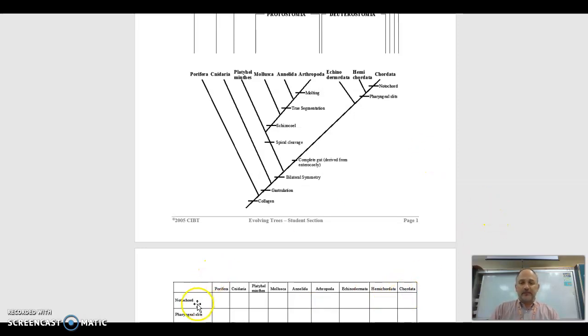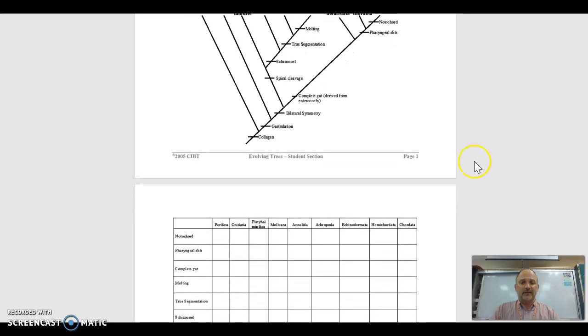So the first property in the table is notochord, and you'll notice that Chordata branches off of the tree after the notochord trait, meaning that Chordata have a notochord. So I put a little plus in here, okay? The next property is pharyngeal slits. So I notice that pharyngeal slits on the cladogram is right here, and Hemichordata and Chordata branch off after pharyngeal slits, meaning both of them have it. So I'd put plus marks in the table here and here for pharyngeal slits for Hemichordata and Chordata.